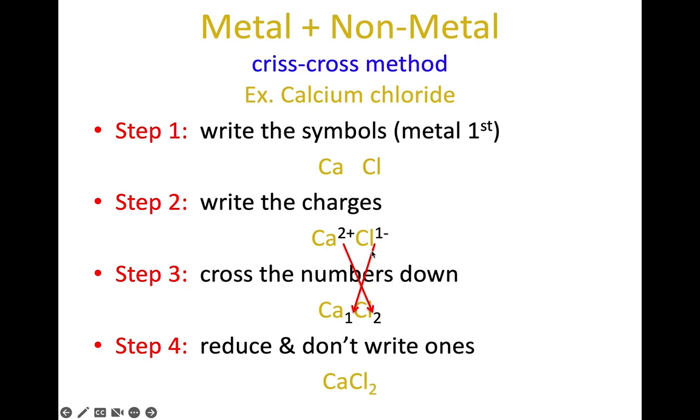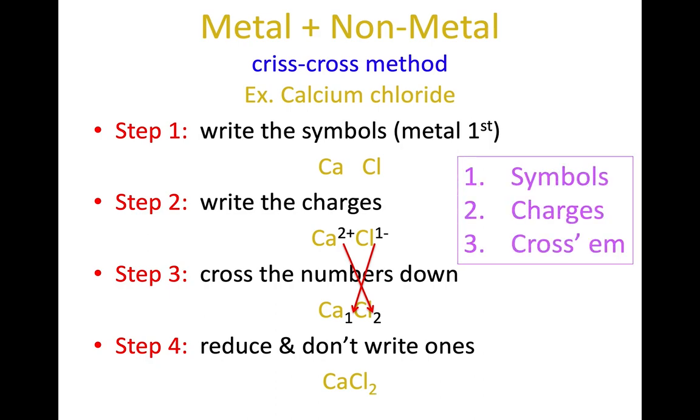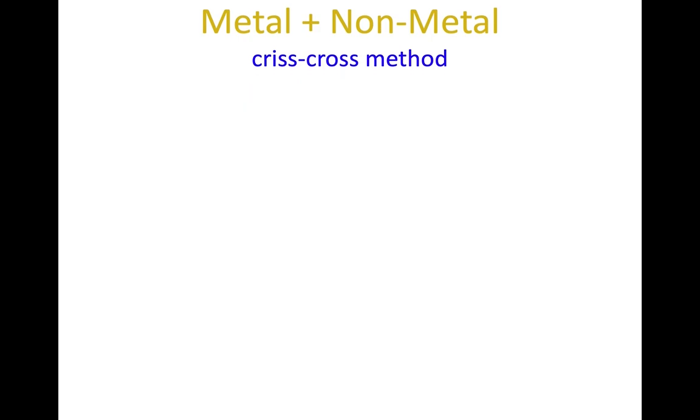If chloride is -1 and calcium is +2, it's going to take 2 -1 chlorides to balance that single +2 calcium. Calcium has 2 positives. You need 2 -1 chlorides to balance it, so CaCl2. So no prefixes here or anything. It's not calcium dichloride. It's just calcium chloride. But you use the charges to figure out what the formula is. Okay? Symbols, charges, cross them.